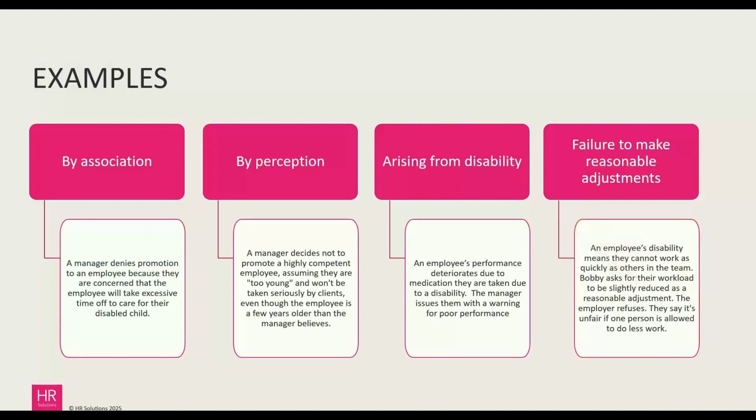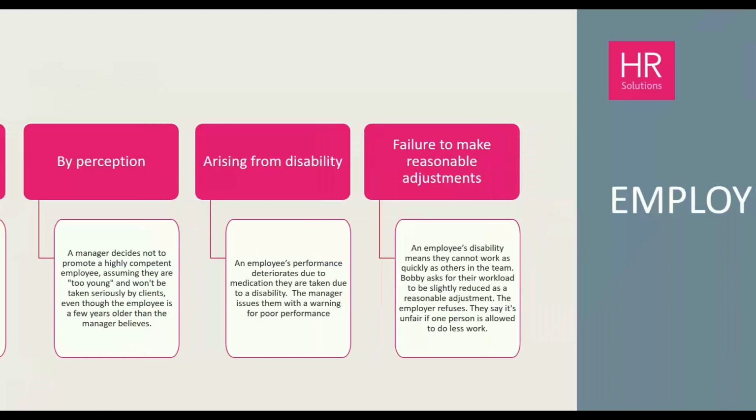This final scenario, the example is where a person's disability means they cannot work as quickly as other employees in the team. They ask for their workload to be slightly reduced as a reasonable adjustment, but the employer refuses because they feel it's unfair if one person is allowed to do less work than others. That is a failure to make reasonable adjustments. So those are the examples to help bring to life the legal context, if you like.